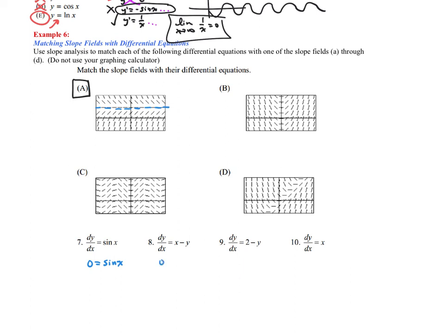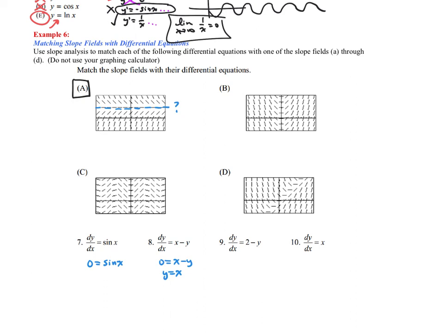But I'm going to go to 8. All right, I'm going to look at this. Where would this be equal to 0? This differential equation would be equal to 0 at y equals x. Well, this line up here, that's not the line y equals x. Okay, so I'm going to do a little work with that in a minute.